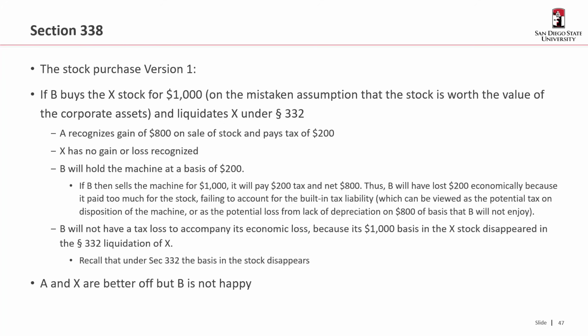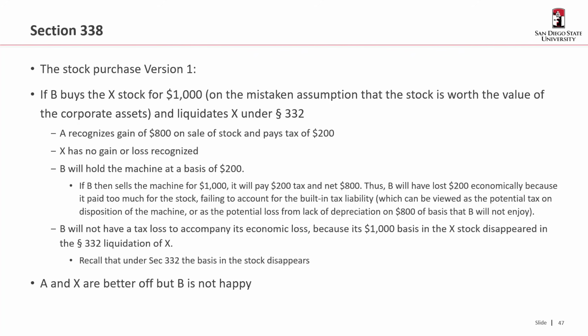Stock purchase version 1 under 338. Now instead, B buys the X stock for $1,000. And they do that on the mistaken assumption that the stock is worth the value of the underlying corporate assets. We're going to see why that's not true. And then it's going to liquidate X under 332.